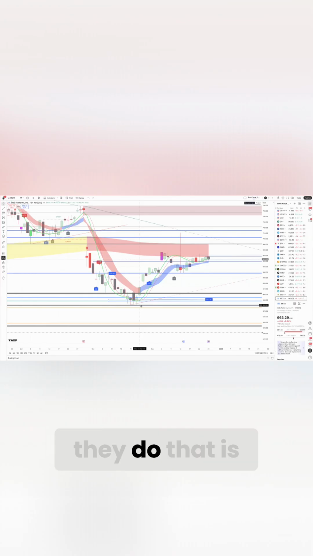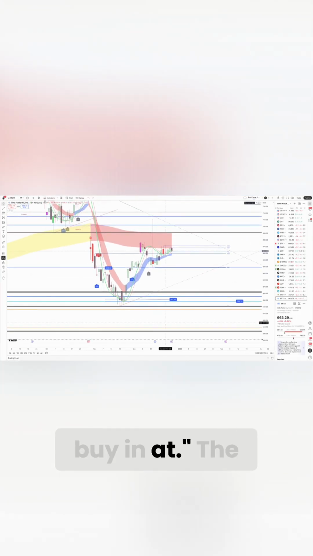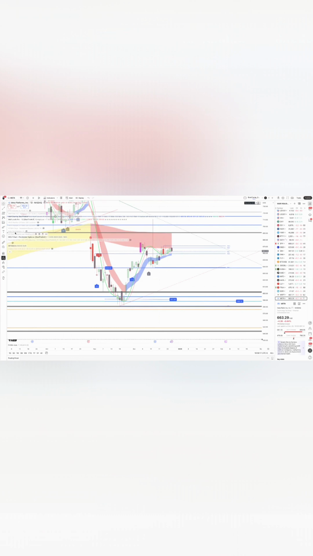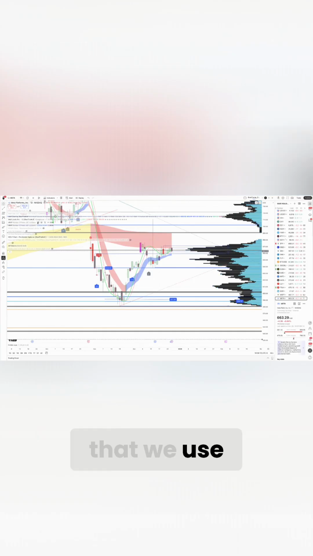And the reason why they do that is the reason why even my coach said, okay, this is a high interest area to get inside of Meta. If you're just going to wait on time to buy the dip, between this range is where they're going to buy in. The reason why I could see that ahead of time, even before the WTMA got down here, is the volume profile that we use. This volume profile, where these areas stick out, shows us where high concentrated volume is, where price is.